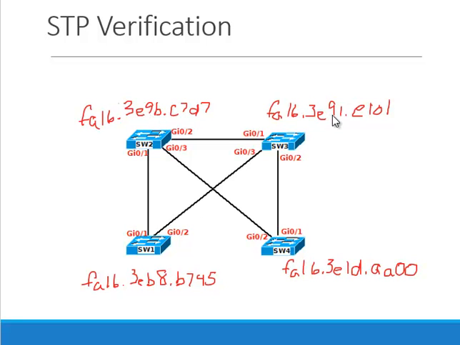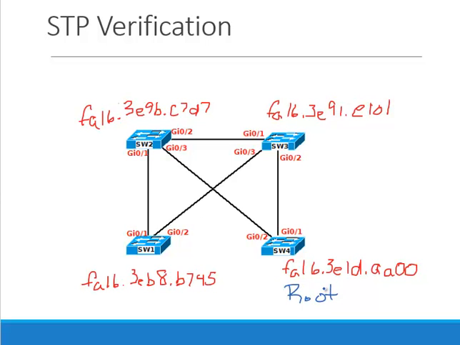Then we look over at 3E9. They're both 9s. 1 is lower than B. So this guy, oh, I'm the root bridge. Now we have to go back and we say FA16.3E1. Okay, 3E1 versus 3E9. This is the lowest MAC address amongst the 4, so he will become the root bridge. He's going to be our reference point for the rest of the tree.